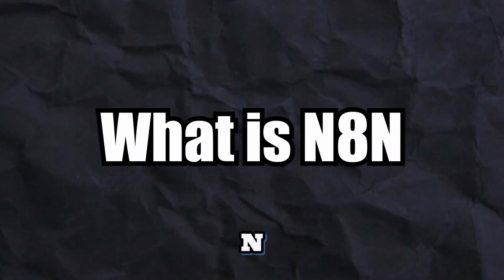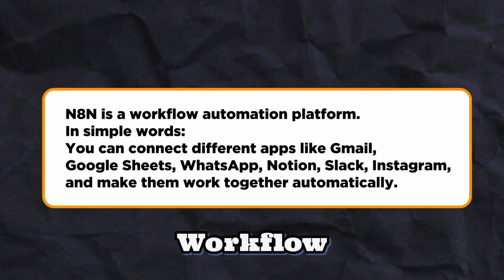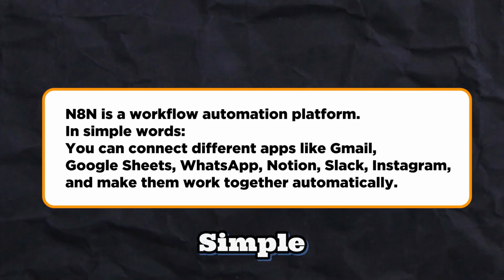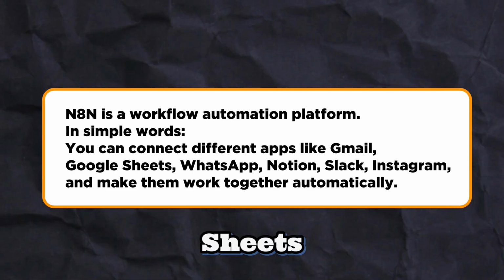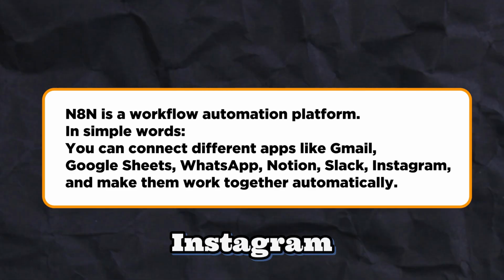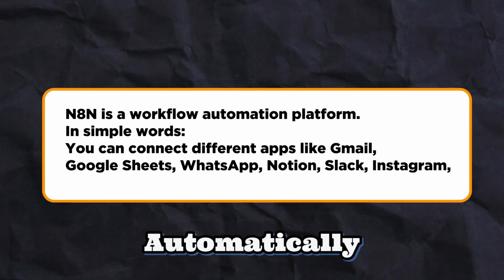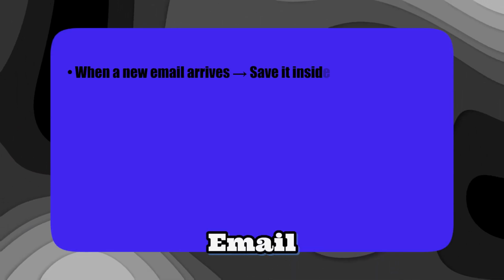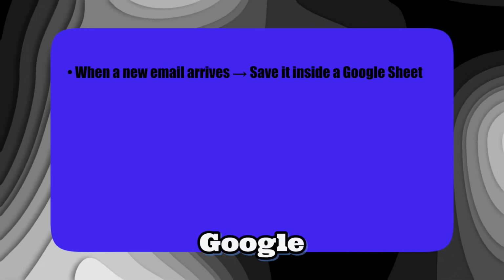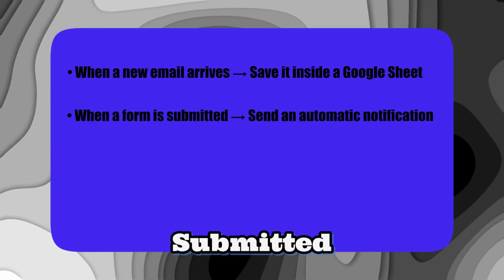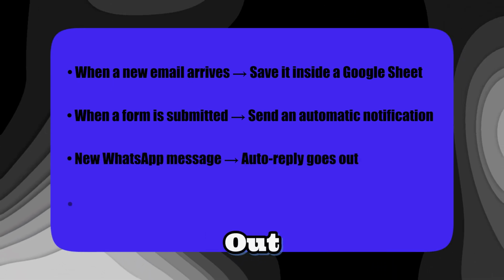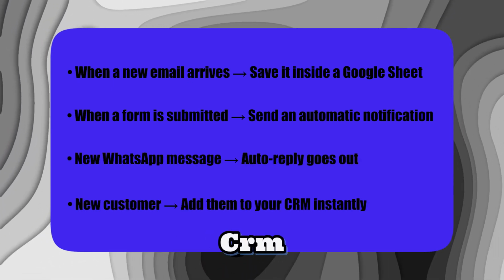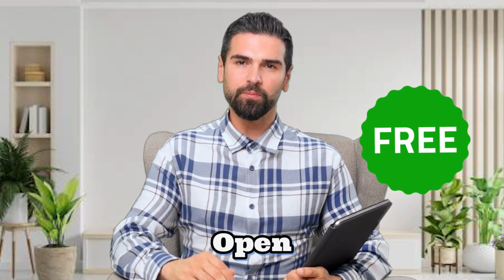What is n8n? n8n is a workflow automation platform. In simple words, you can connect different apps like Gmail, Google Sheets, WhatsApp, Notion, Slack, Instagram, and make them work together automatically. For example, when a new email arrives, save it inside a Google Sheet. When a form is submitted, send an automatic notification. New WhatsApp message, auto-reply goes out. New customer, add them to your CRM instantly. And the best part? n8n is totally free and open source.